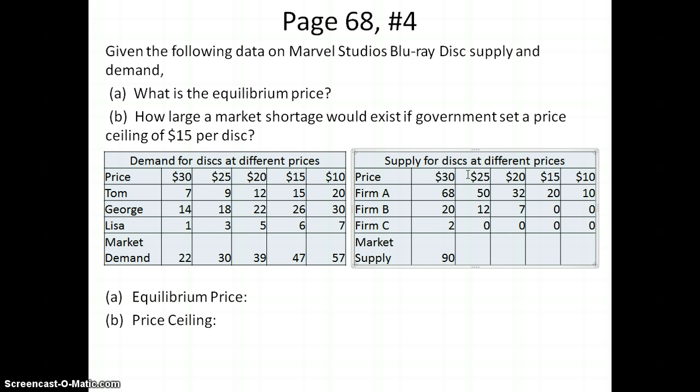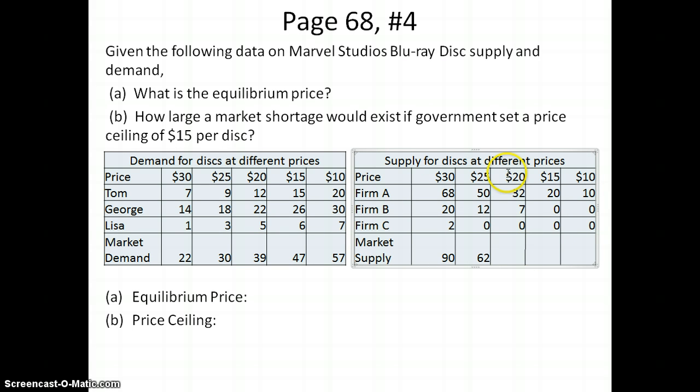If the price were $25, then Firm A would only want to provide 50, B would want to provide 12, and C would not produce any at all. So these 3 numbers added together brings us a total of 62 discs. Again, we see that the law of supply is being followed here. As the price falls from $30 to $25, the amount provided falls as well. They don't want to produce as many when the price is lower.